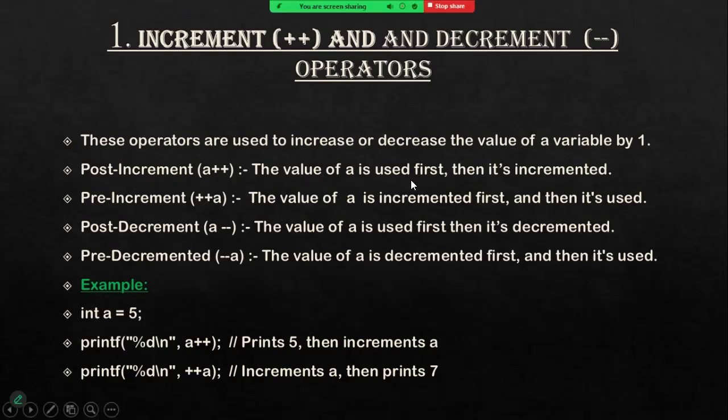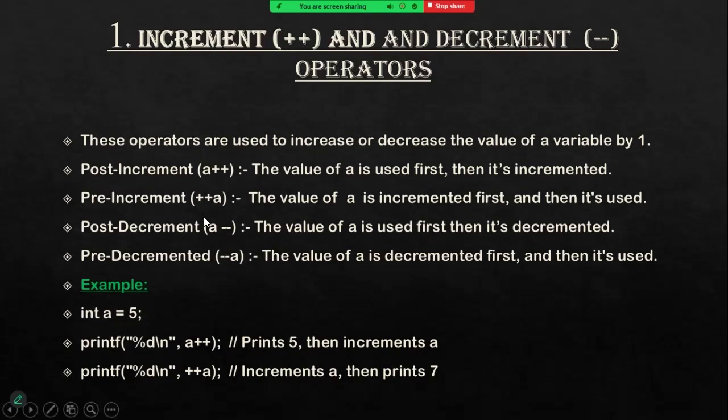So what is post-increment? The value of A is used first, then it's incremented. Let's take an example like int A equal to 5. So what is A plus plus? It prints, then increments A. It prints what? It prints 5, the value of A. So A plus plus prints the value of A, then increments A. It prints 5, then increments A, and in the memory block we store 6, but it prints 5.